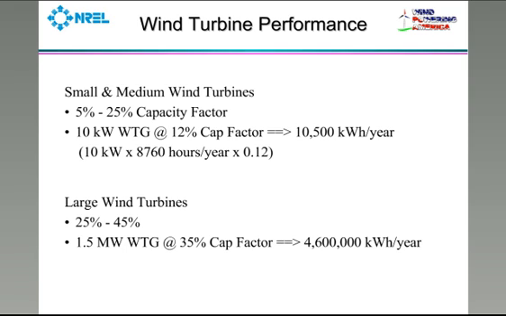What do you get out of a wind turbine at 12% capacity factor? Well, for a 10 kilowatt rated turbine, 10 kilowatts times 8760 hours per year times 0.12 gives you about 10,500 kilowatt hours per year. And so that's one way to evaluate turbine output. If it's too low, you're probably better off doing something else. And if it seems really high, you probably need to dig a little deeper.